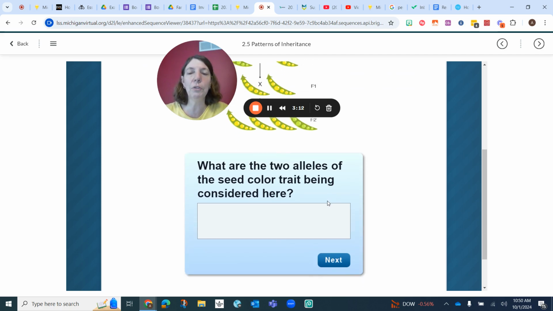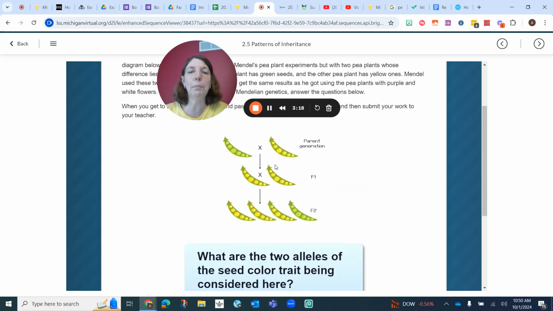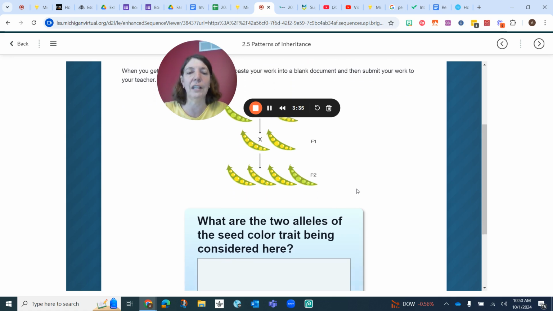And you go through and you answer these questions. What are the two alleles of the seed color trait being considered here? Remember, before in the information, we're going to be writing these alleles in uppercase and lowercase. Homozygous is going to either have two uppercase or two lowercase, and heterozygous is an uppercase and a lowercase. So that's dominant and recessive alleles.